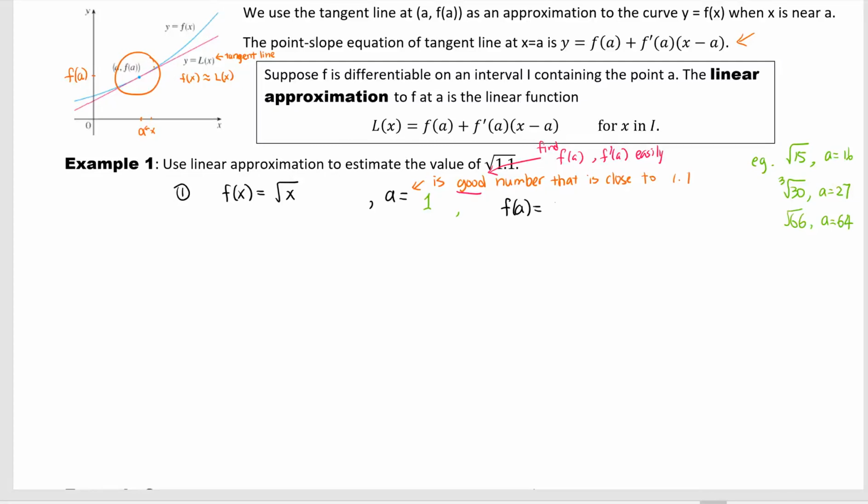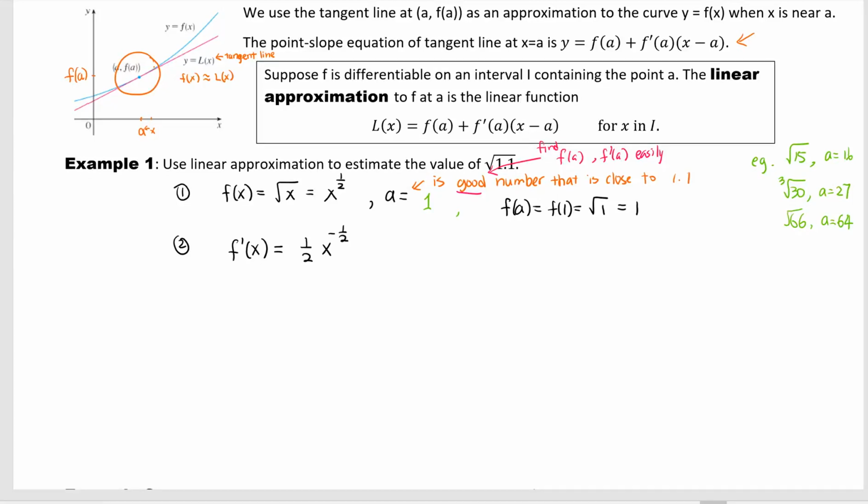Well, f of a is f of 1, which is square root of 1, which is 1. See? We can find f of a easily without a calculator. Okay, next, let's differentiate. So f of x equals square root of x. That's the same as x to the 1/2. So when we differentiate, we get 1/2 x to the minus 1/2.